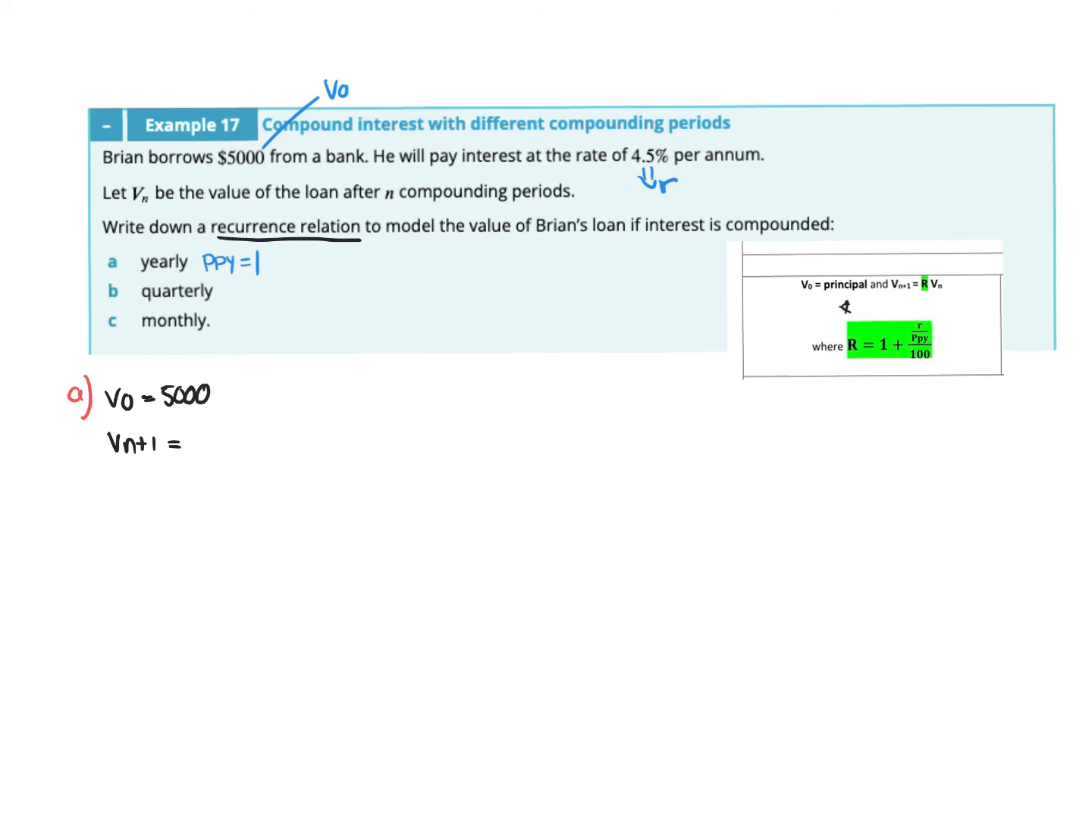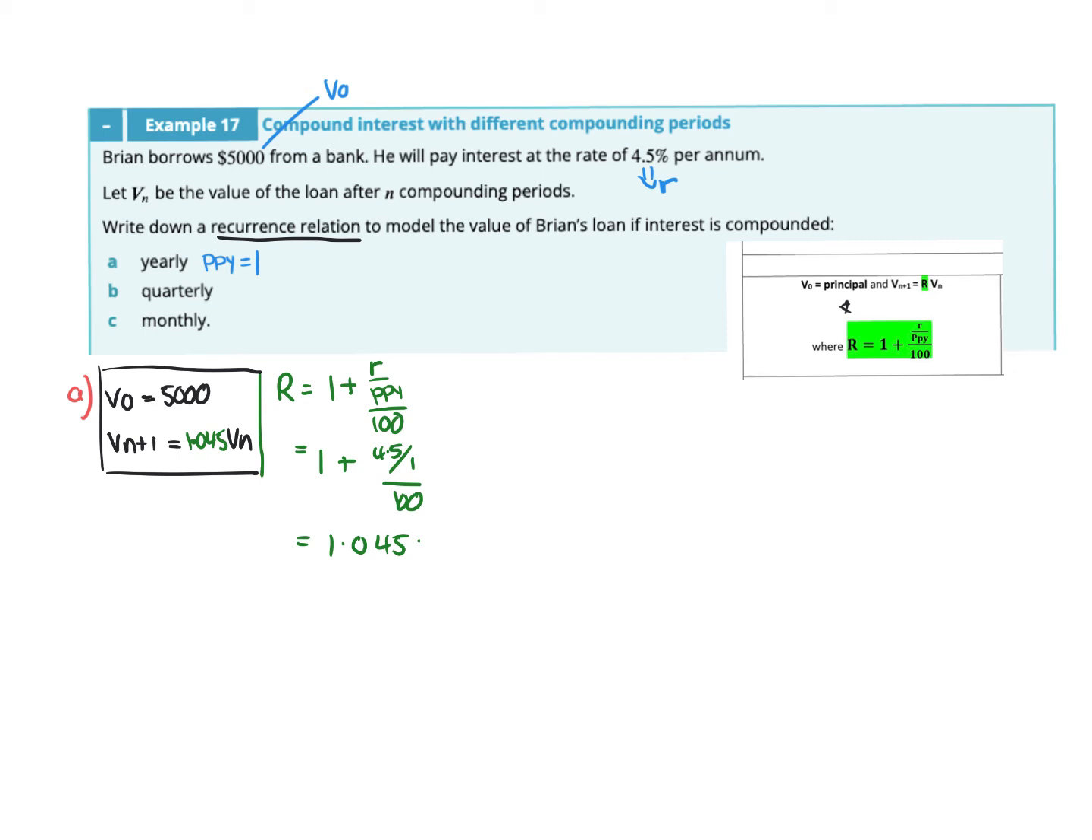In this scenario, I'm just going to calculate the R separately, and then I'll pop it into the formula. So it's 1 plus the rate over PPY over 100. In this example, it's 1 plus the rate, which is 4.5, over 1, because yearly is 1, over 100, and equals 1.045. So when I write the recurrence formula over here, it'd be 1.045 times Vn. Okay? So this would be the answer to that one.